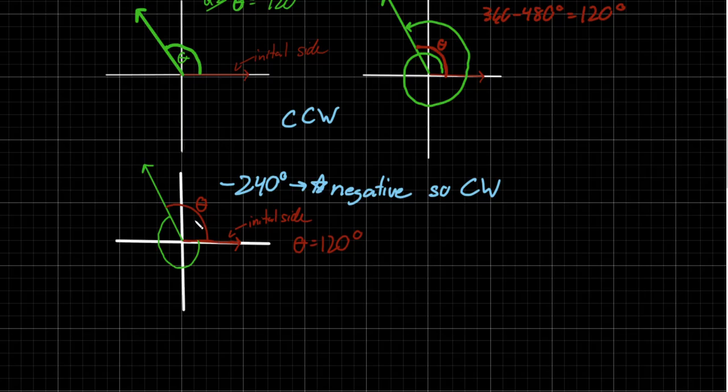How do you find it? By going over from our initial side, how much we just went over, which is 240. If I do 360 minus 240, what do you get? Yep, 120.